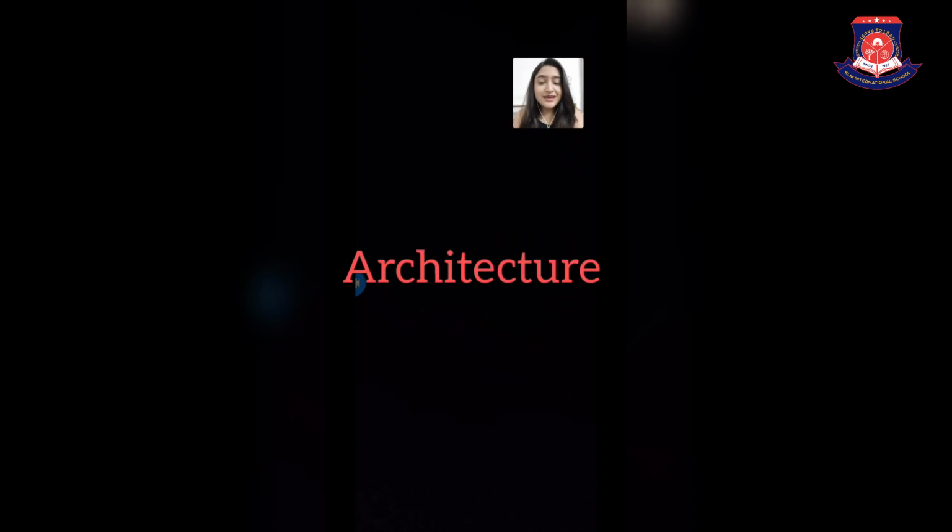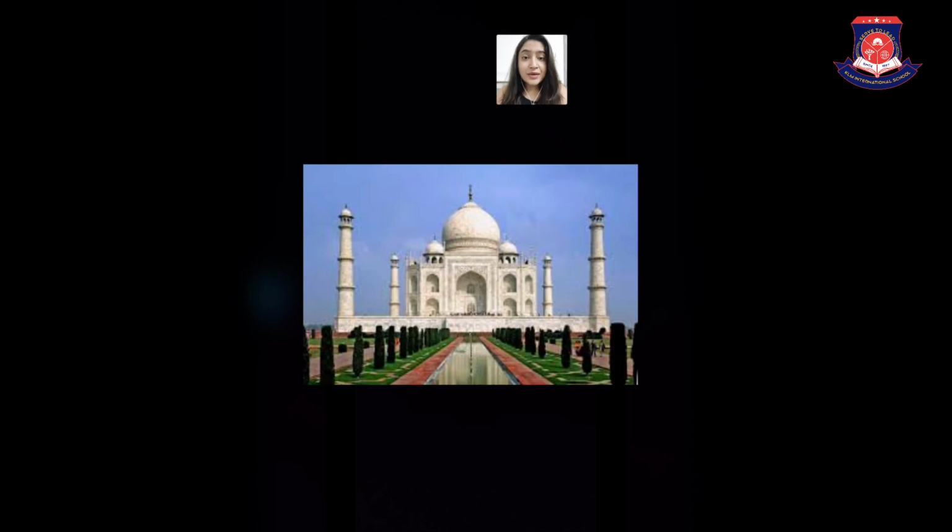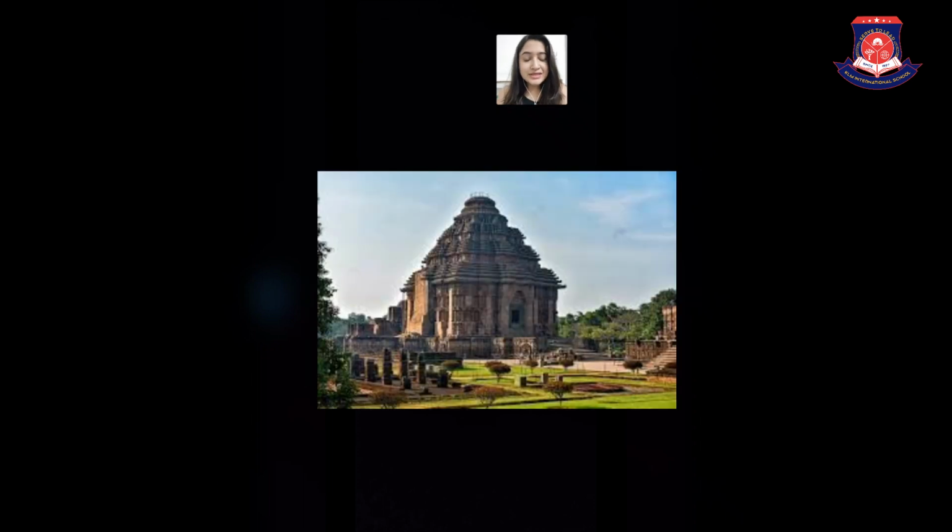The first is architecture. Architecture of our country includes many palaces, forts and monuments. For example, Sun Temple in Konark, Red Fort, Taj Mahal. All these are examples of rich architectural heritage of our country.